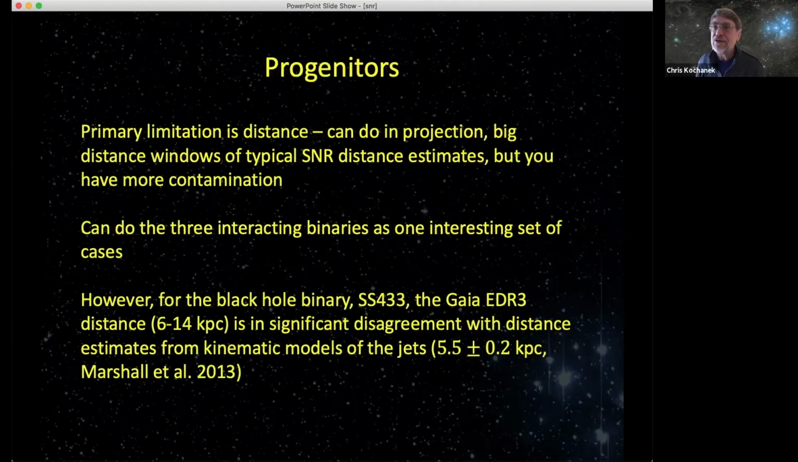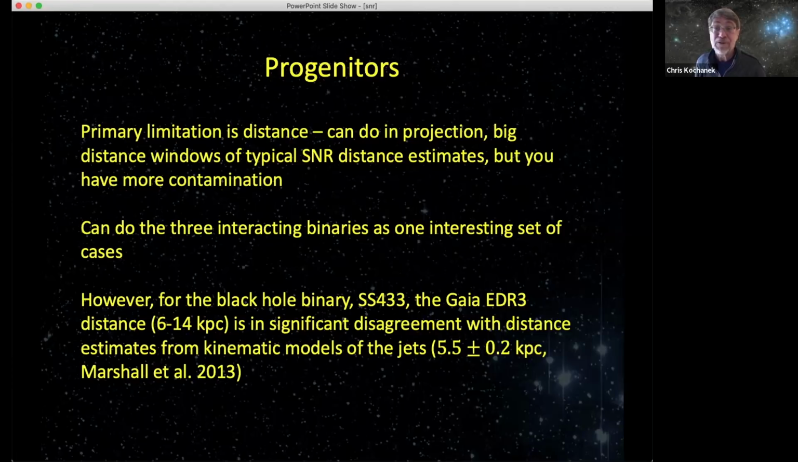Progenitors, the main issue just is, again, the supernova distance. Vela is easy because you got the geometric parallax of the pulsar. You can literally pick stars within 100 parsecs. And you can do this for the Dinsel star, which also has the neutron star, also has a parallax. You can do it for those 3 interacting binaries where Gaia supplies a parallax to the star in the binary.